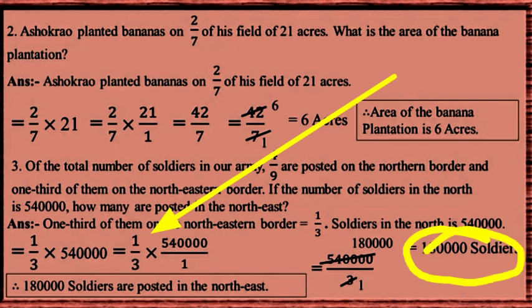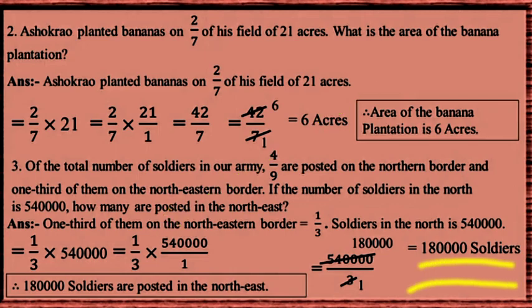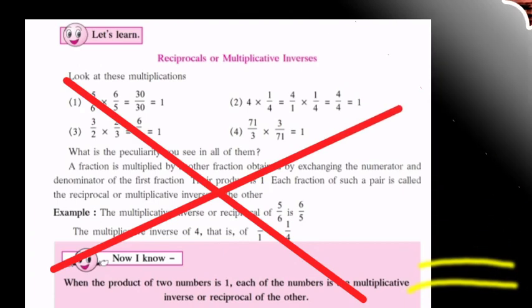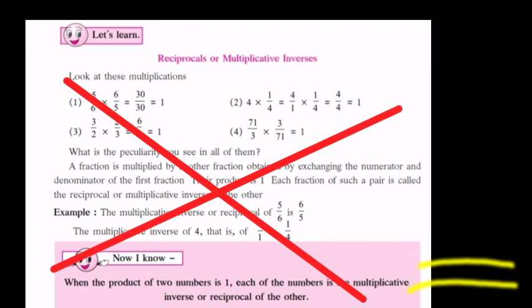1,80,000. So, 1,80,000 soldiers are posted in the northeast. Children, now say reciprocal or multiplicative inverse. That is the next heading. So, this portion is also exempted for this year. In this pandemic situation of this academic year, this point is also exempt by the government.